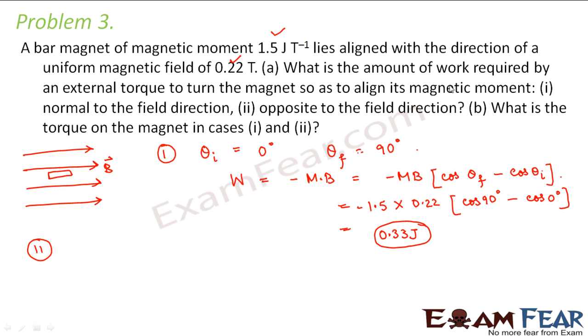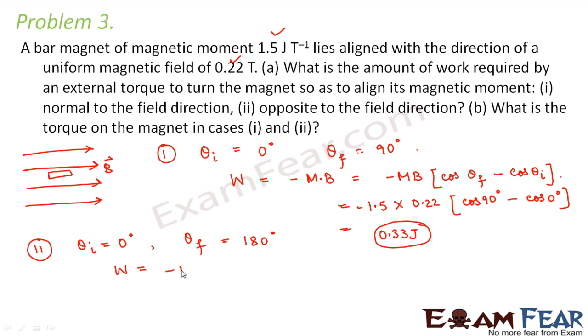In the second part, it asks about the direction opposite to the field. That means in the second part theta initial is again the initial scenario where it is along the field direction, that is 0 degrees. But now it wants it to be rotated in such a way that the magnetic moment is opposite to the field direction. So theta final should be 180 degrees.